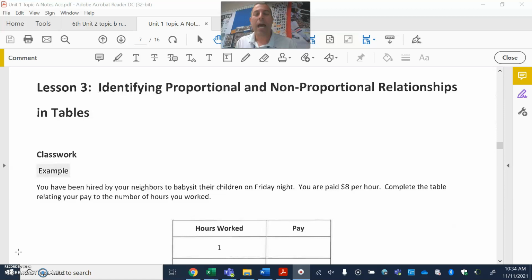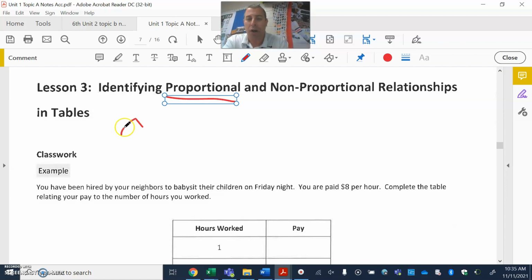Lesson number 3. Identifying proportional and non-proportional relationships in tables. Hey, people, it's more of the same here. We need a constant. So, again, if we are going to be proportional, yes, we are multiplying or dividing by the same number. Nice way of summing it up there. The big thing, though, is that number isn't always going to be obvious.